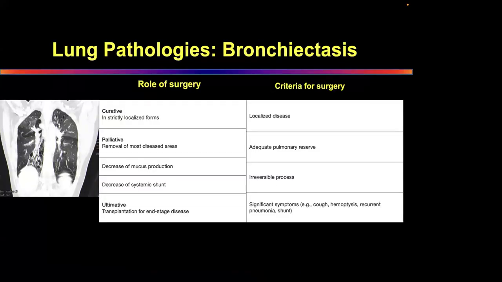Bronchiectasis is a very common problem in our settings in India, and also I believe in African countries. It may be congenital or because of tuberculosis. Surgery has a role. It is curative when the disease is in a localized form, palliative when most of the diseased area is removed, as you cannot remove everything. The advantage is that it decreases the mucus production and decreases the systemic shunt.